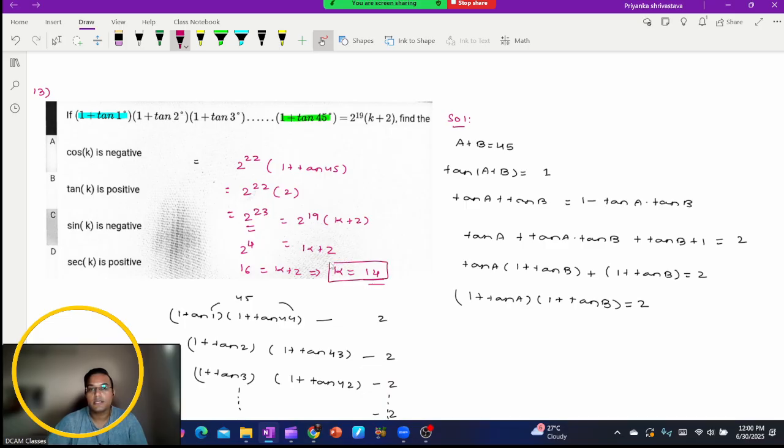Cos 14 degree they are asking. Now since this k is 14, it is less than 90 degrees. So in the first quadrant, everything is positive. Cos k is positive, tan k is positive, sec k is positive. It cannot be negative. So B and D should be the correct option.